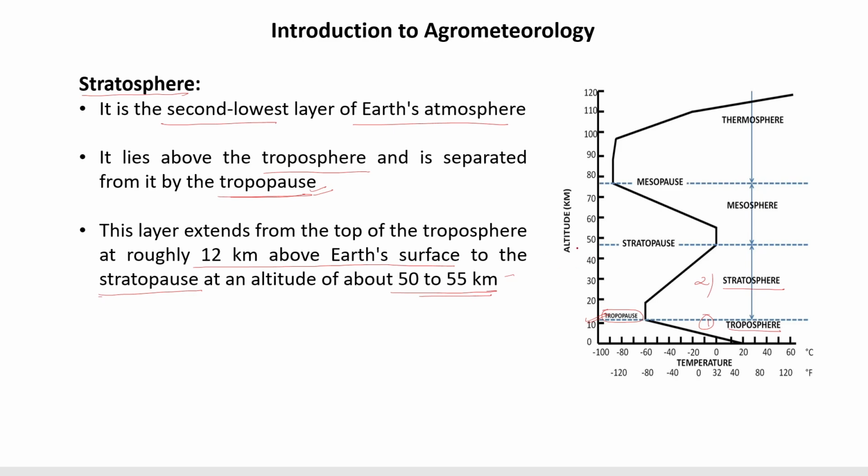So this is the region of the stratosphere, above the tropopause. It is roughly 12 kilometers above the Earth's surface. So it starts from roughly 12 kilometers, and goes up to an altitude of about 50 to 55 kilometers.